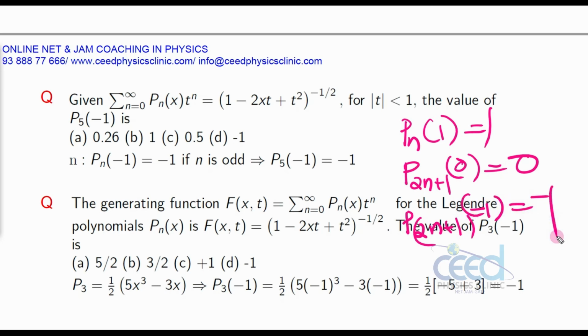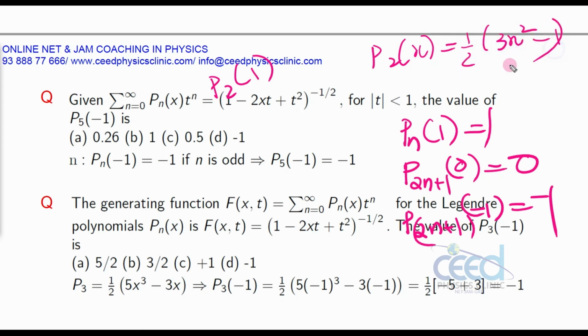This all we can prove from the result. P0 of 1 is 1. What is P2 of 1? Let me check this, P2 of 1. What is P2 of x? P2 of x is equal to 1 by 2 into (3x square minus 1). Okay, so if you substitute x as 1, that is 3 minus 1, you will get 1. So any Legendre polynomial with x turning to 1, the answer will be 1.